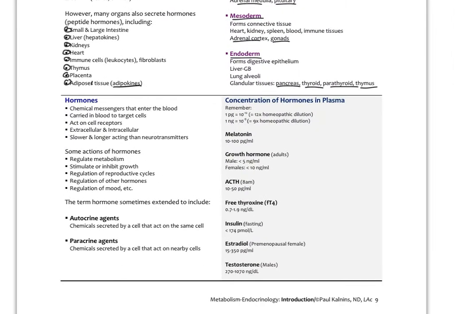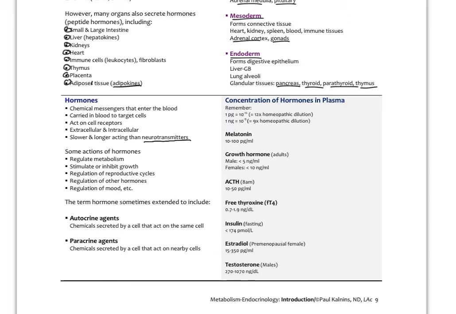Now, hormones, these are chemical messengers that enter the blood. They're carried in the blood to target cells, and many hormones actually have to be bound to plasma proteins, as we'll talk about here shortly, to be able to be carried in the blood. They act on specific cell receptors that are either on the surface of the cell, or in the case of steroids, they're actually in the cytoplasm or even the nucleus. In general, hormones and their receptors are more slowly and longer acting than neurotransmitters. So think of neurotransmitters as very fast integration of communication, and the hormones are a lot slower.